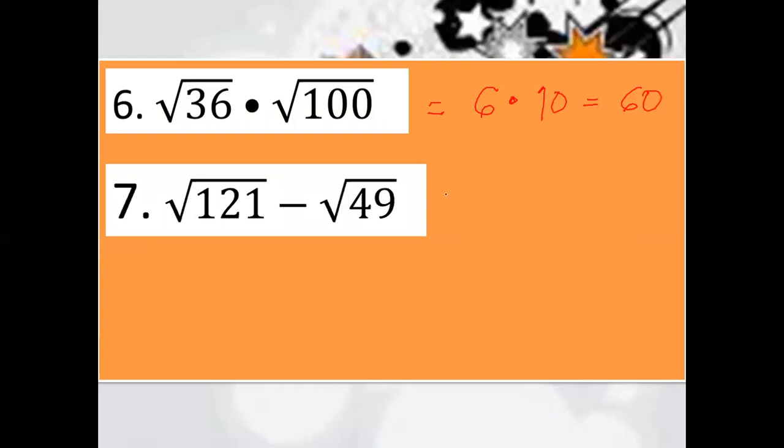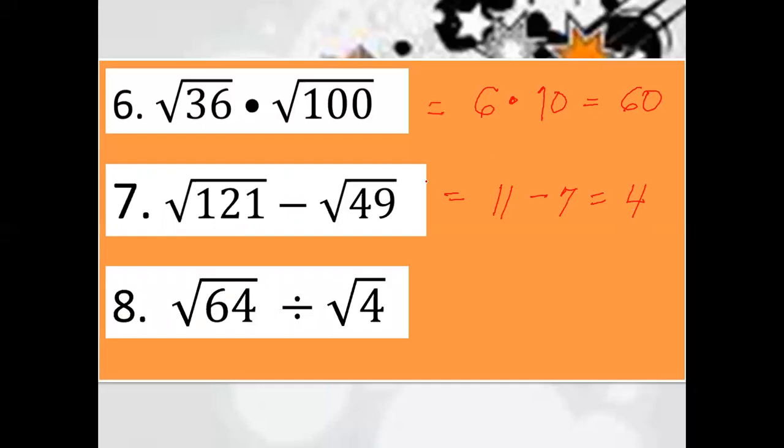How about square root of 121? Square root of 121 is equal to 11 minus the square root of 49 is equal to 7. The difference now is equal to 4. 11 minus 7 is equal to 4. Next, square root of 64 is equal to 8. And divided by the square root of 4, which is equal to 2, will lead us to the quotient, which is equal to 4. 8 divided by 2 is equal to 4.